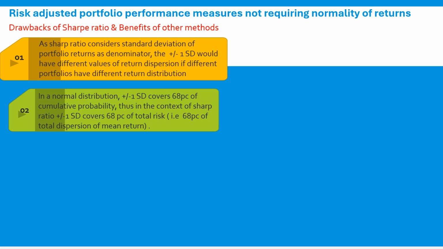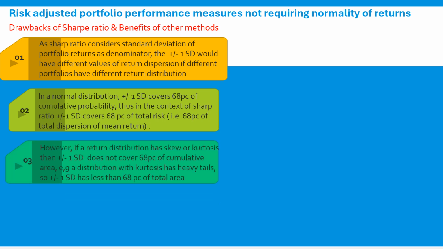In normal distribution, plus minus 1 standard deviation covers 68% of cumulative probability. Thus, in the context of the Sharpe ratio, plus minus 1 standard deviation covers 68% of the total risk, that is 68% of the total dispersion of the mean return. However, if a return distribution has skew or kurtosis, then one standard deviation does not cover 68% of cumulative area. Example, a distribution with kurtosis has heavy tail, so plus minus 1 standard deviation has less than 68% of the total area.